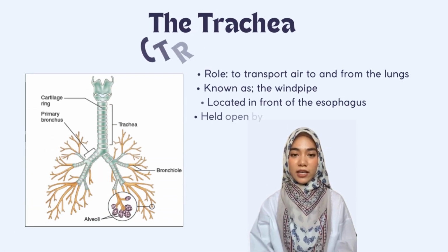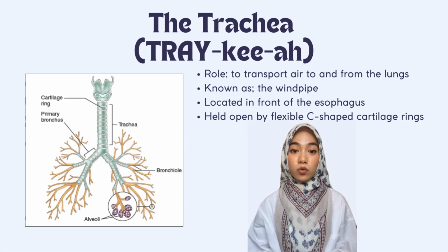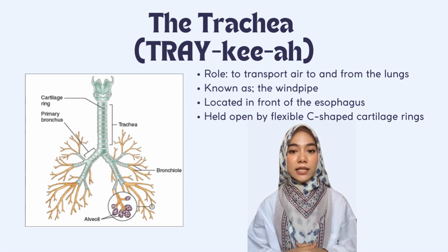Next is the trachea. The role of the trachea is to transport air to and from the lungs. This tube, which is commonly known as the windpipe, is located directly in front of the esophagus.